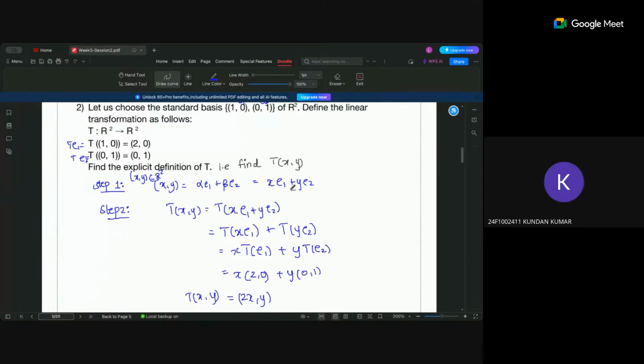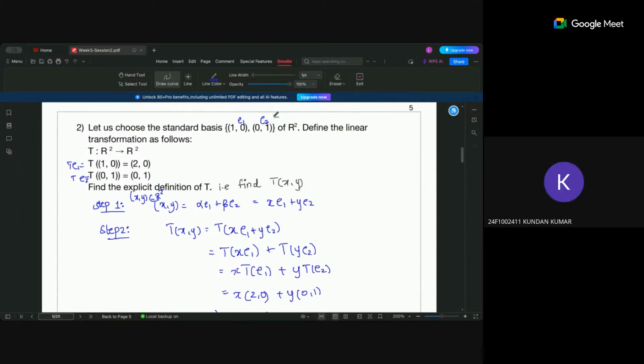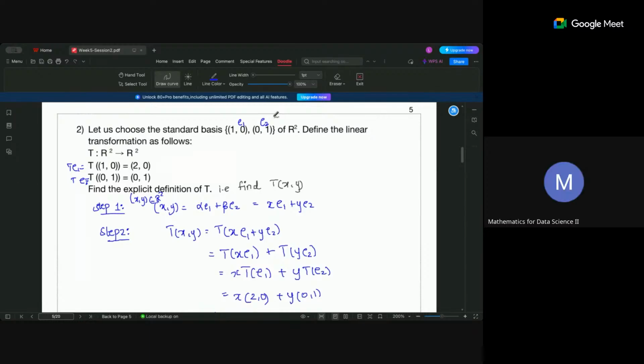Clear? How have you written that x = alpha e1 + beta e2? What is the definition of basis? A basis, ma'am, is linearly independent and minimal spanning. It is a spanning set for the space, right? So it spans.